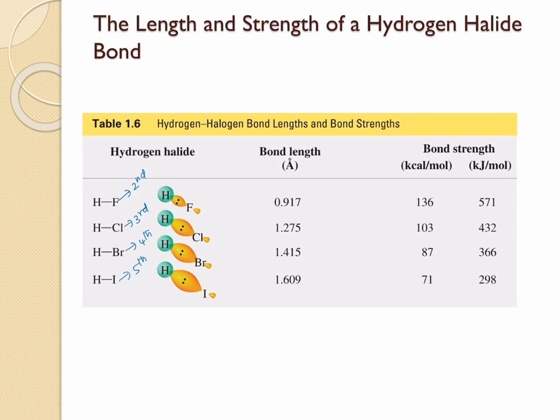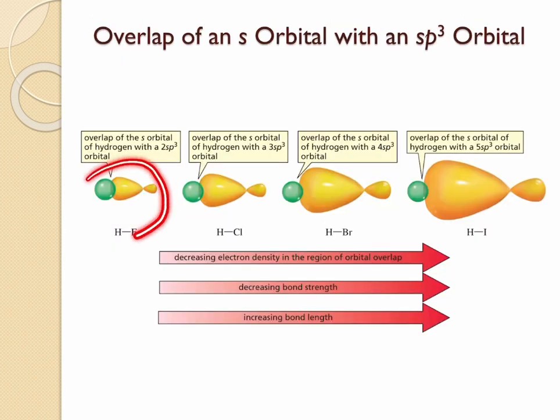When bonding electrons are in shells that are closer to the nucleus, like what we see in the case of fluorine, they are more concentrated in a smaller space. This is going to create a stronger and shorter bond with hydrogen, such as what you see in this picture right here. As we move to bigger atoms like chlorine, bromine, and iodine, the bonding electrons are in outer shells.